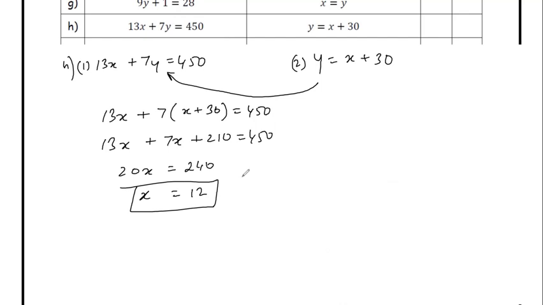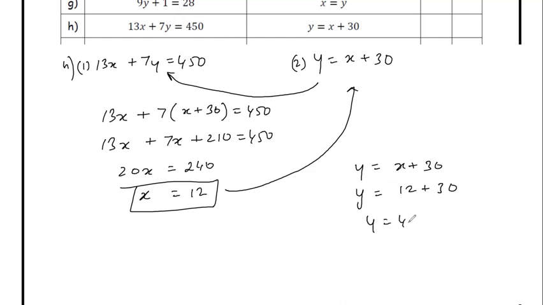Now I'm going to substitute the value of x in the second equation. So y is equal to x plus 30 becomes y is equal to 12 plus 30, and I got y is equal to 42. Yeah, easy.